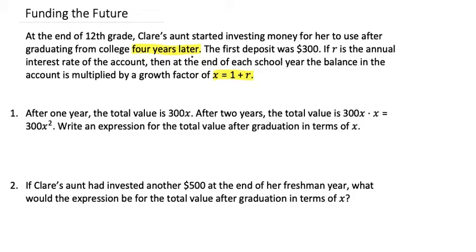So if she's graduating from college 4 years later, after 1 year, the amount in the account is 300x, and after 2 years, it's 300x squared. So after 4 years, she would have 300 times x to the fourth in the account.